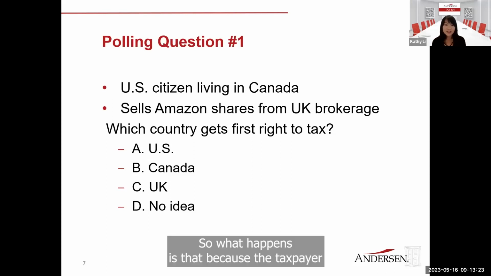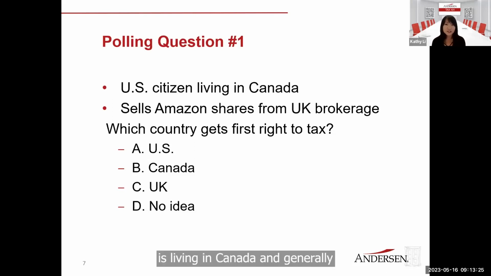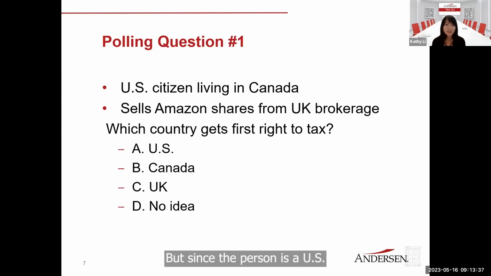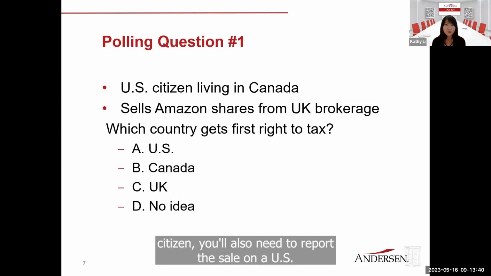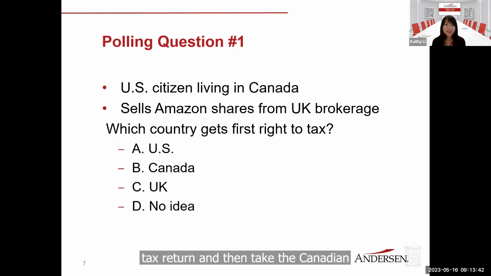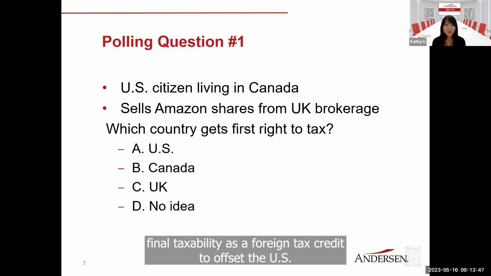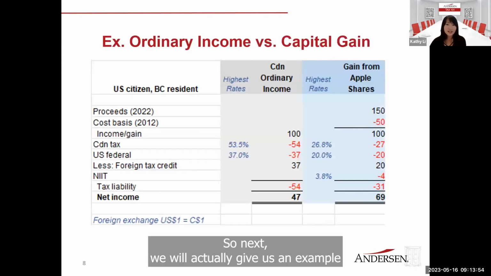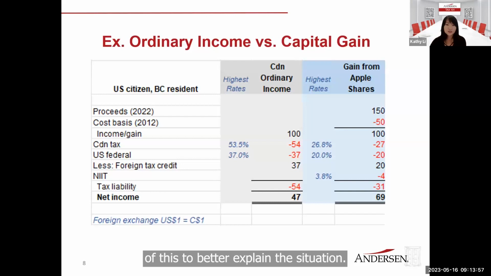So what happens is that because the taxpayer is living in Canada and generally public shares are taxed in the place of residence, Canada gets first right to tax here. But since the person is a US citizen, they'll also need to report the sale on a US tax return and then take the Canadian final tax liability as a foreign tax credit to offset the US tax on that side. Okay. So next, Emily will actually give us an example of this to better explain the situation.